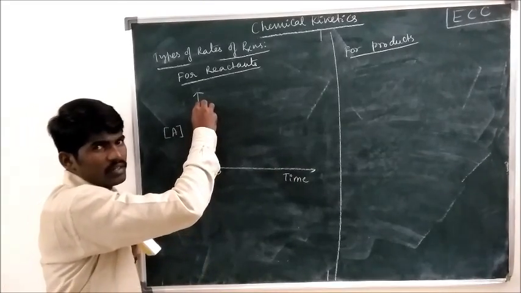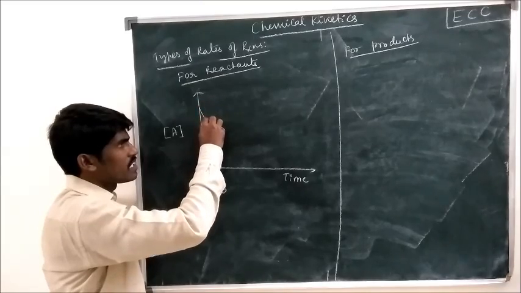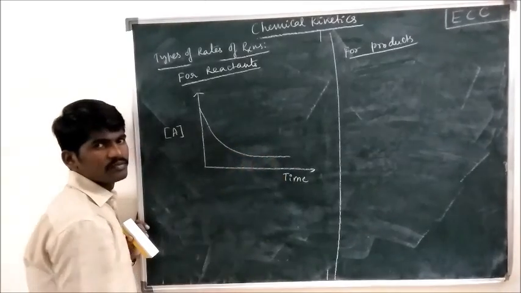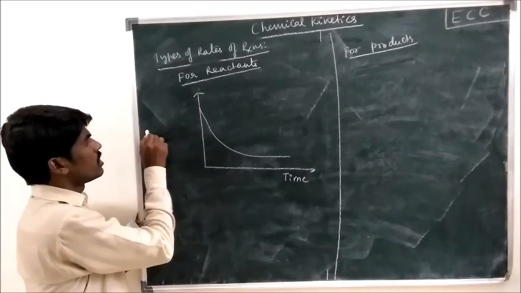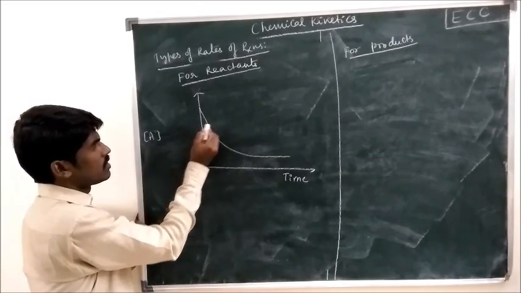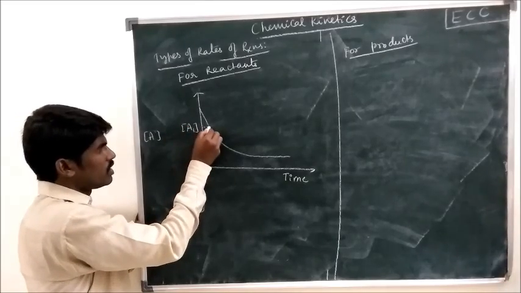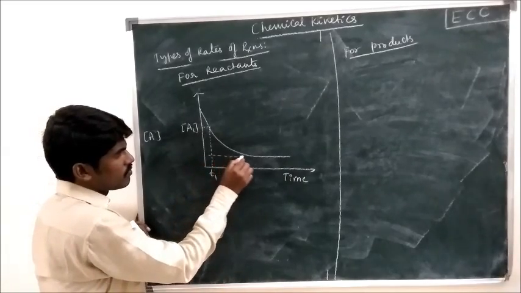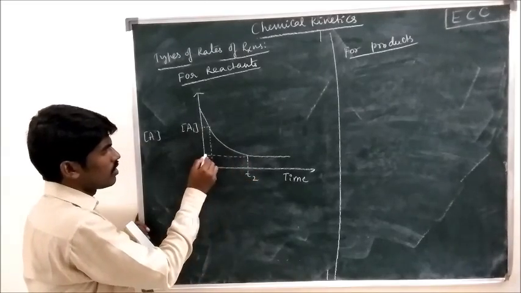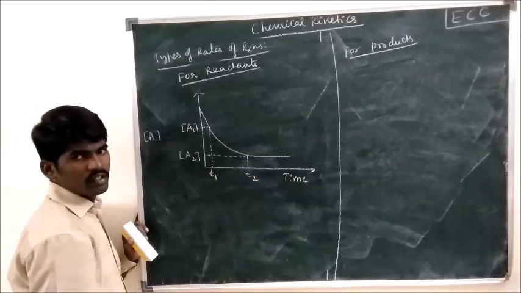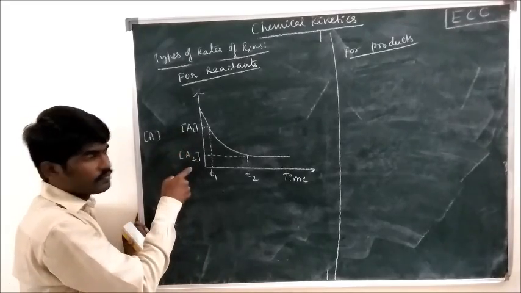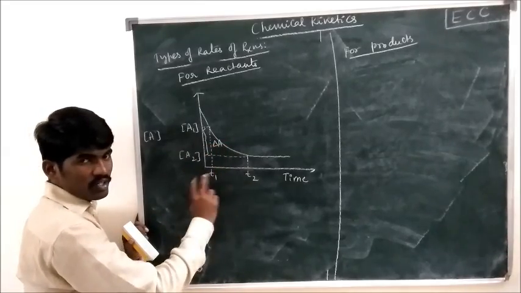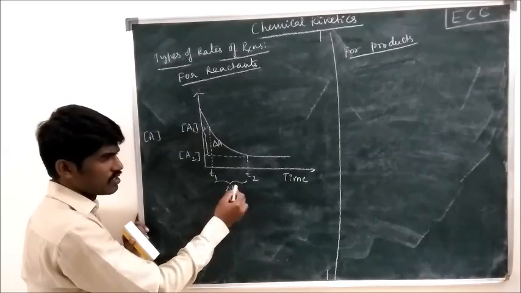Initially reactant concentration is very high. When the reaction starts, as time goes on and the reaction proceeds, reactant concentration decreases. So initial concentration of A, let us take A1 at time T1. Similarly, after some time T2, the concentration becomes A2. The difference in these two concentrations is delta A, and the difference in the two times is delta T.